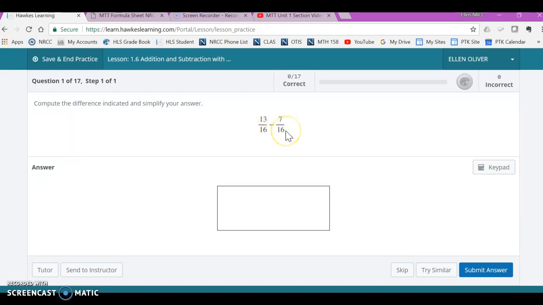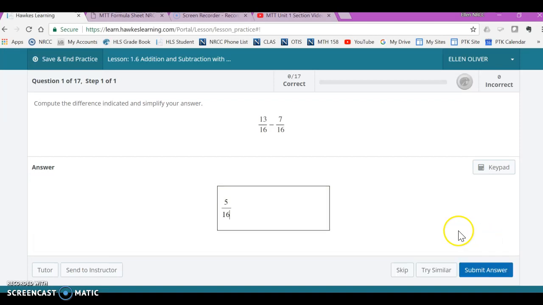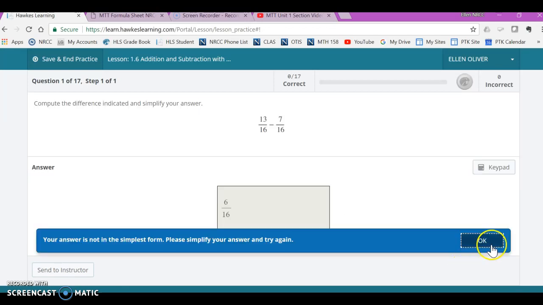When it's already the same, you just add or subtract whatever it tells you to do for the numerator. So 13 minus 7 is 5, and your denominator is 16. That should be fairly, oh my goodness, 13 minus 7, 7, 8. No, it's 6. Let's fix that. Oh, this is a great example for you guys to see.